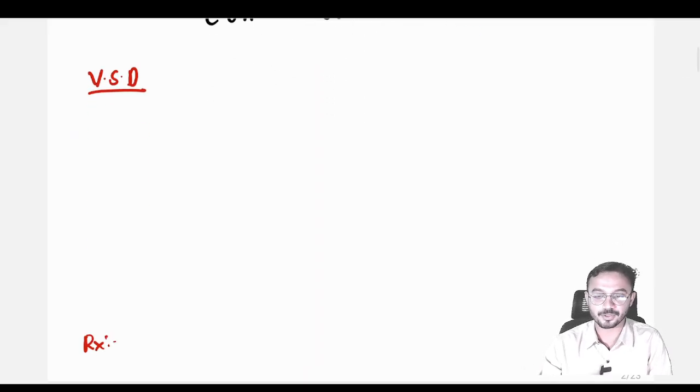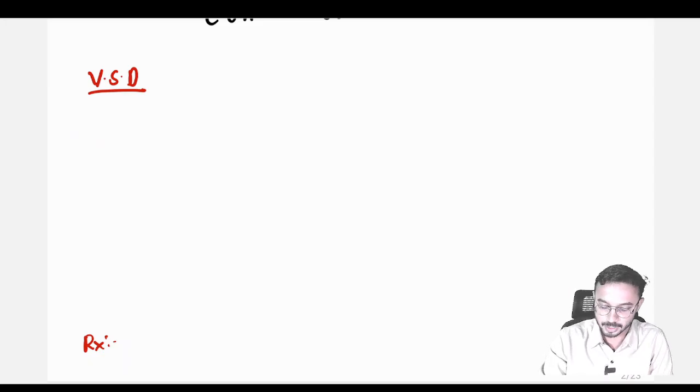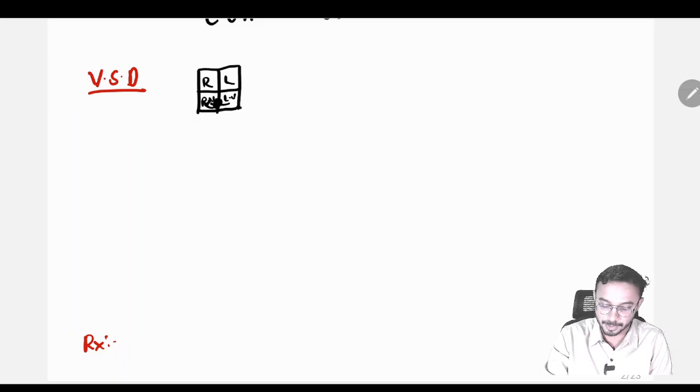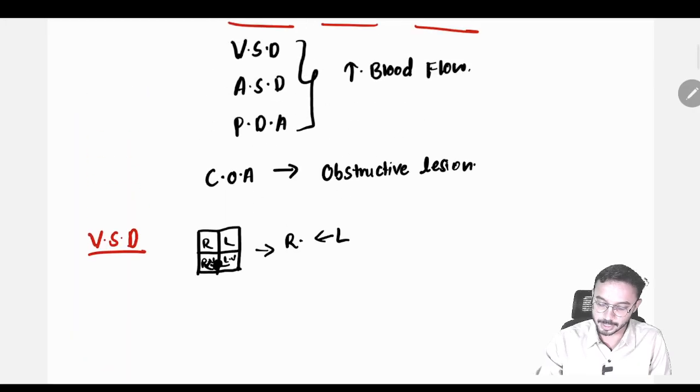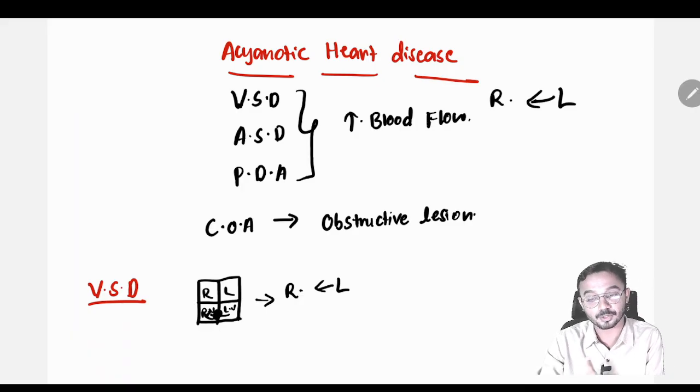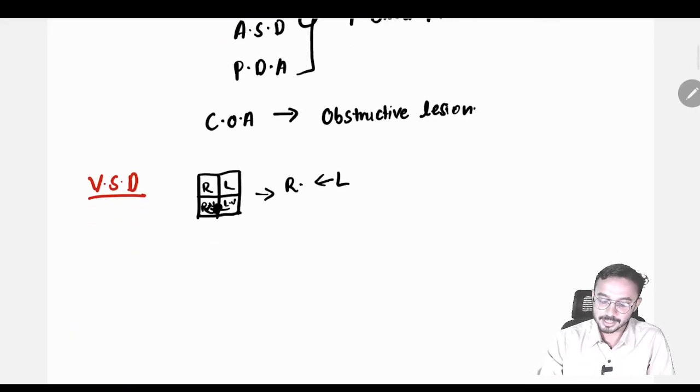Like VSD. VSD is ventricular septal defect. I will draw a simple diagram for you. This is the heart, with the right atrium, right ventricle and left ventricle. In ventricular septal defect there is an opening between the left ventricle and right ventricle, so blood moves from left to right. In all the above conditions, blood moves from left to right, so these are also known as left to right shunts. This is about VSD.